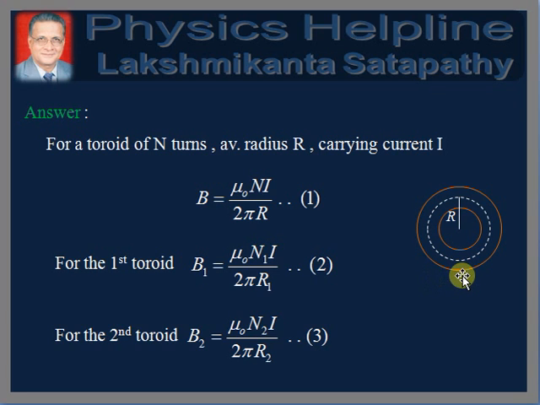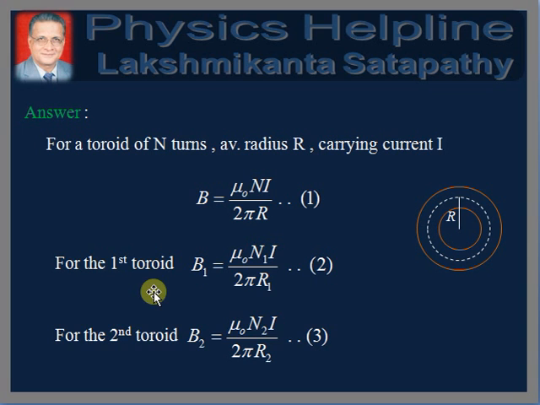The toroid is shown in the figure. The average radius is R, number of turns is equal to N, and let it carry a current I. Therefore, the magnetic field produced along this loop corresponding to average radius is given by B is equal to mu 0 Ni divided by 2 pi R.